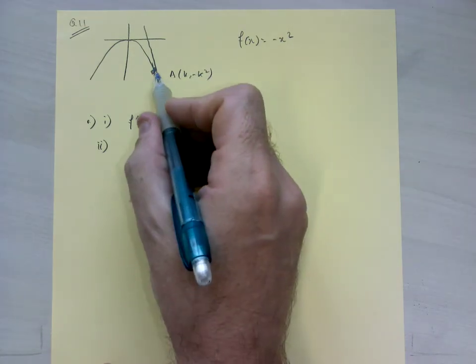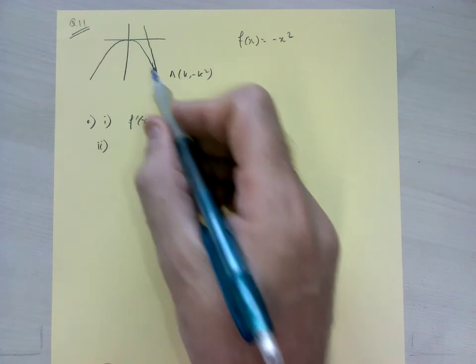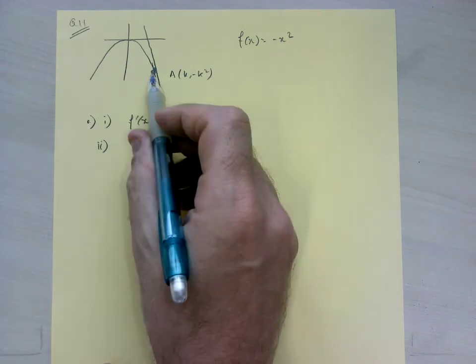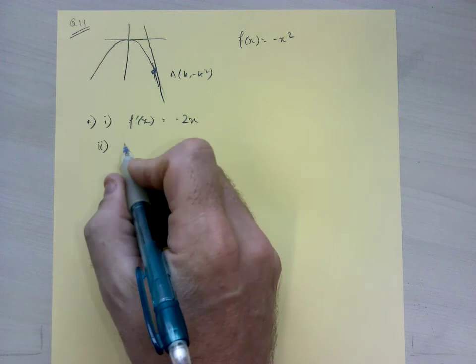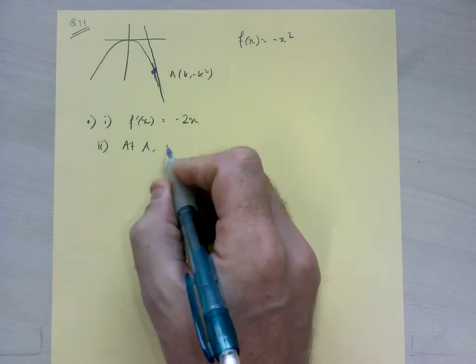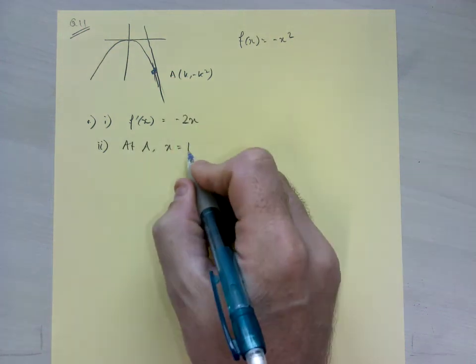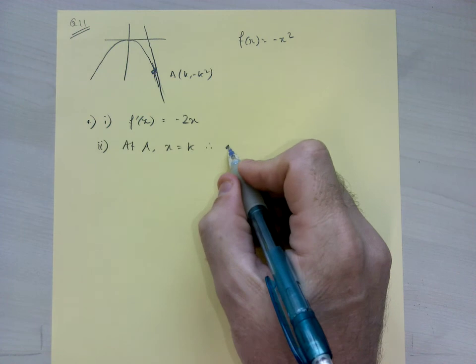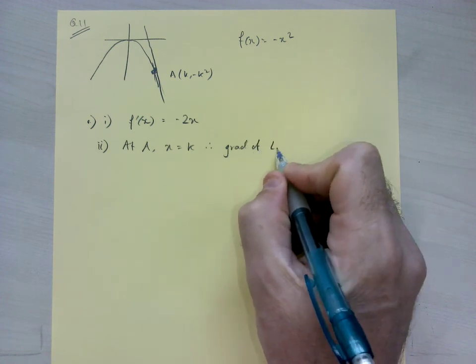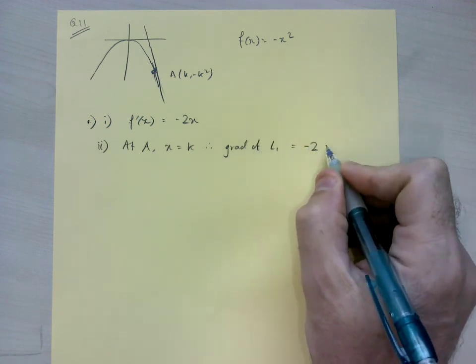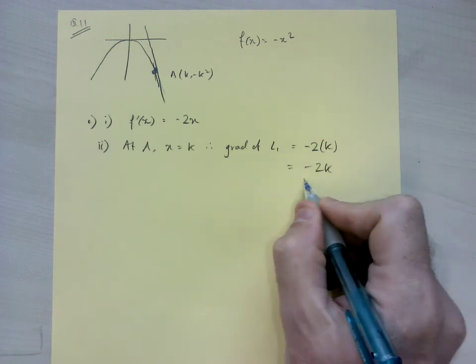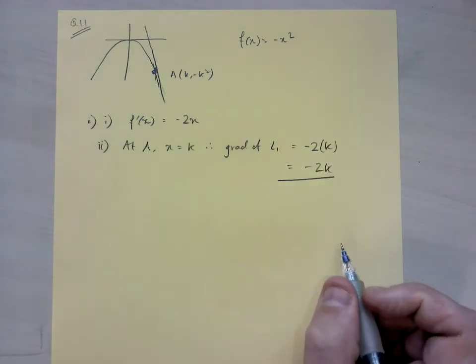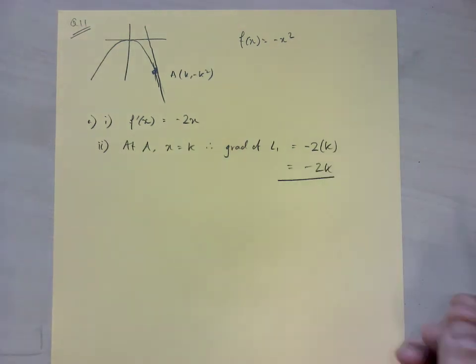Well, I know that if A is on the curve, then at that point, the gradient of the tangent is equal to the gradient of the curve. So at A, I know that x is equal to k. Therefore, gradient of L1 is equal to minus 2, instead of x, I've got k. So that's minus 2k. So I know the gradient of L1 is that.